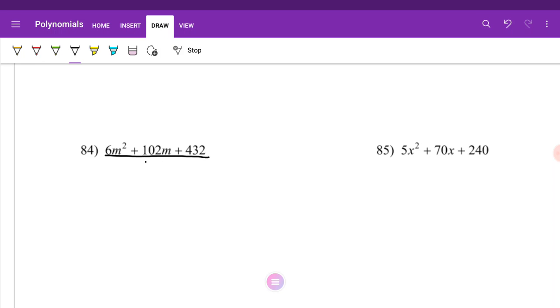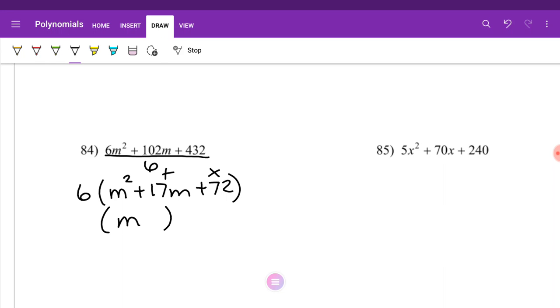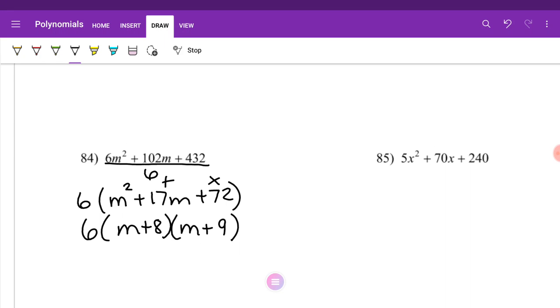Okay, let's see. Can we divide these by 6? Yes, we can. I'm saying that, but I would definitely check in a calculator. 102 divided by 6 is 17. 432 divided by 6 is 72. Well, what adds up to 17 and multiplies to 72? Do you know? Well, I only know off the top of my head one thing that multiplies to 72, and that's 8 and 9. Count on your fingers. 8 plus 9, yes, is 17. And you're done.